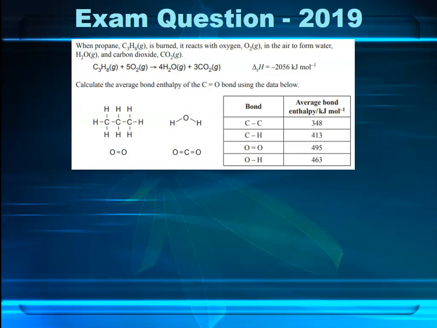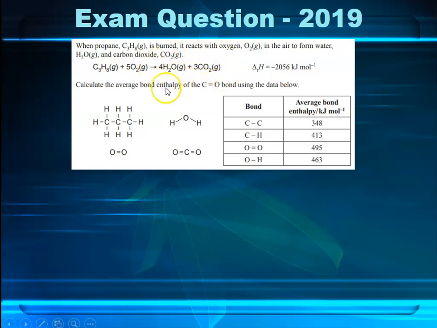But the first thing you have to do is calculate how many bonds are being broken and how many bonds are being formed. You've been shown one of each of those molecules, but remember, if you look at that balanced equation, you've got 5 oxygens and 4 waters and 3 carbon dioxides. So total bonds being broken, you've got 2 carbon-carbon bonds and 8 carbon-hydrogen bonds. You've got an oxygen-oxygen double bond for each molecule of oxygen, but there are 5 of them, so you're going to have 5 oxygen-oxygen double bonds.